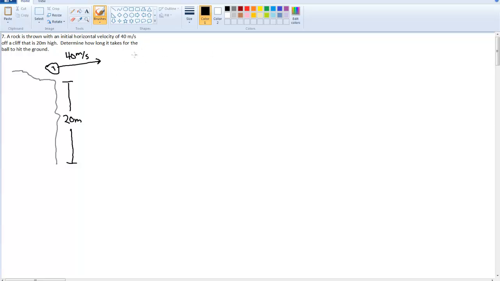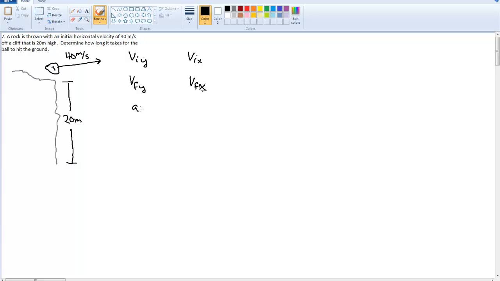So let's set up our variables, use that word method. We have the VIY, so the initial vertical velocity. We have the VIX, the initial horizontal velocity. The VFY, the final vertical velocity, which we don't really ever use, but I'm just listing it there so we don't get confused. The VFX, so the final horizontal velocity.